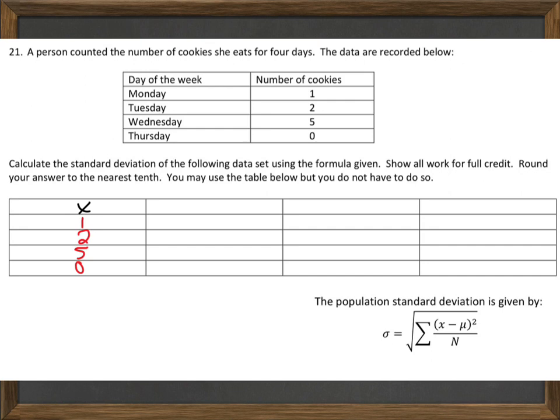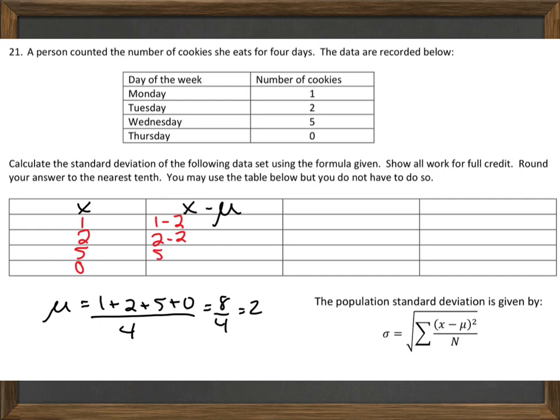So remember, the first thing that I have to do is calculate my population mean, which is 1 plus 2 plus 5 plus 0, divided by 4. So that's going to be 8 over 4, which is 2. So then the next thing I have to do is take my specific value and subtract off my mean. So let's go ahead and do that. I'm going to have 1 minus 2, 2 minus 2, 5 minus 2, and 0 minus 2. So that means I get negative 1, 0, 3, negative 2.